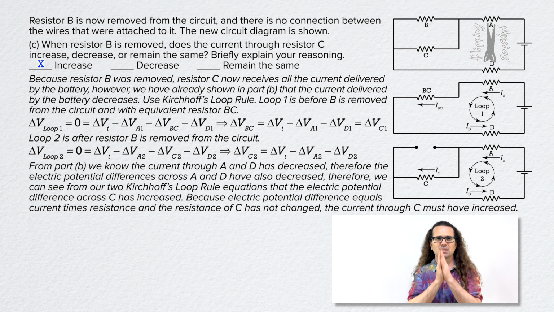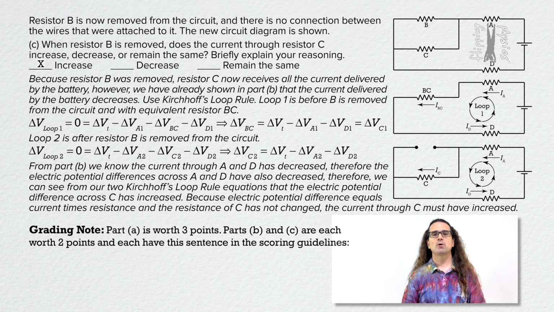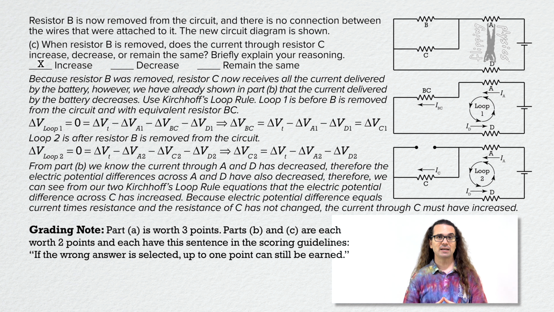Very nice, everybody. Now, I do have a bit to say about grading. Part A is worth 3 points. Parts B and C are each worth 2 points, and each have this sentence in the scoring guidelines. If the wrong answer is selected, up to 1 point can still be earned. In other words, you could put a mark next to the incorrect answer and still get 1 point if your explanation has correct reasoning in it. Looking at part C specifically, we get 1 point for simply answering, because resistor B was removed, resistor C now receives all the current delivered by the battery. The rest of the answer in this problem was worth 1 point.